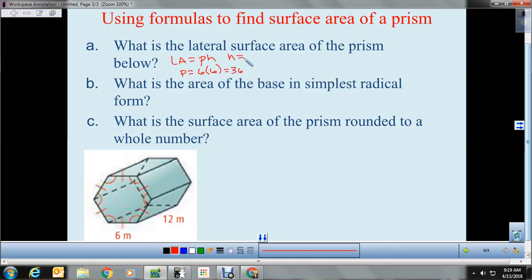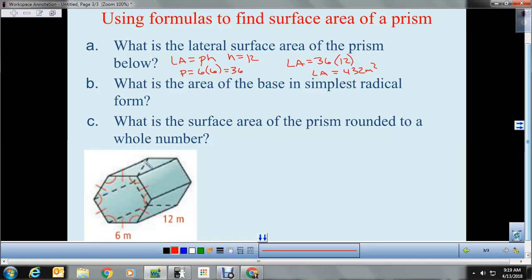The height is going to be the distance between our hexagonal bases, which means it's going to be 12. So height is 12. So lateral area is equal to 36 times 12. And 36 times 12 is going to give us 432. So lateral area is equal to 432 meters squared. The next part, it says, what is the area of the base in simplest radical form?